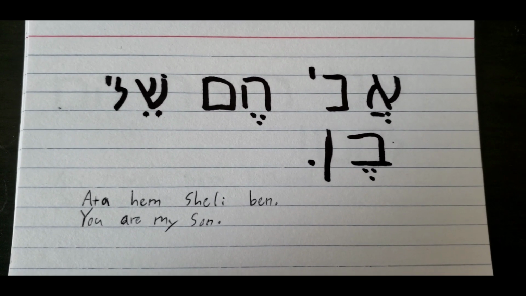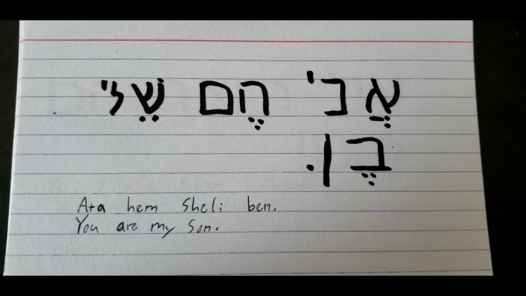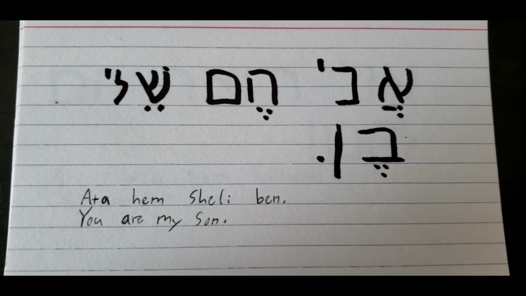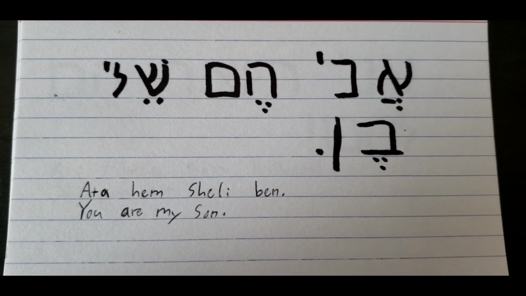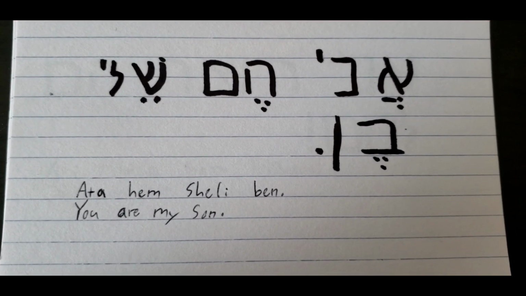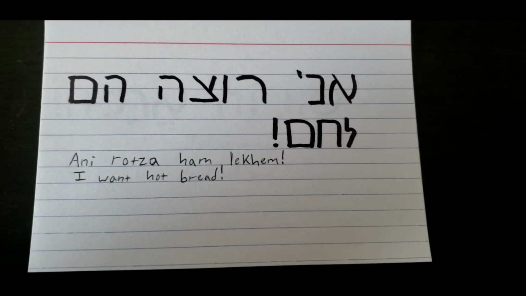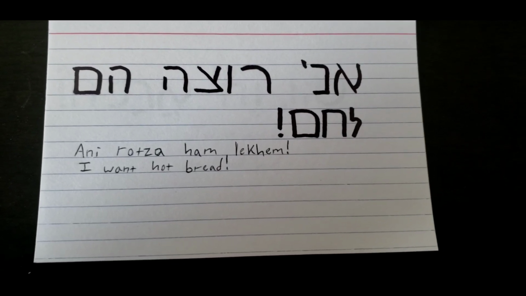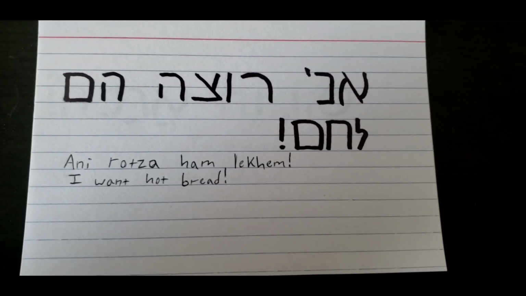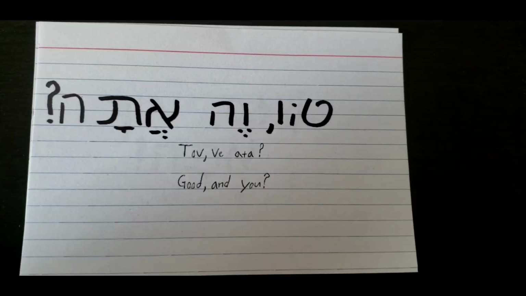Okay, now we're going to look at some actual simple Hebrew phrases. This first one is Ata ha-hem sheli ben. As you can see written in the bottom left corner, that's the pronunciation, and below it is the translation: you are my son. Next, the phrase is Ani rotza ham lechem, and that translates to I want hot bread, with an exclamation mark, because I put it there.